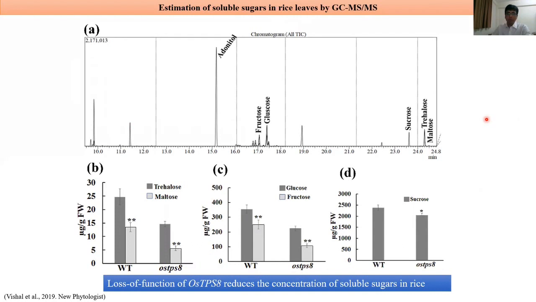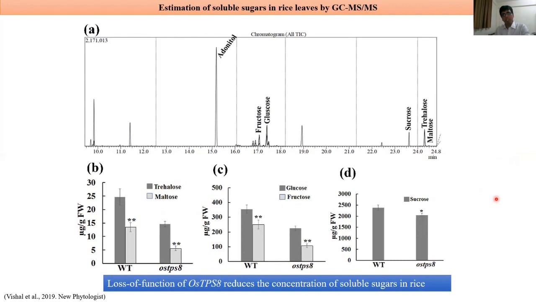So for this, we did gas chromatography with mass spectrometry to find out the levels of the soluble sugars. So here you could see, along with the trehalose, four other soluble sugars, maltose, glucose, fructose, and sucrose, are also down-regulated in mutant compared to wild type. So this shows that soluble sugar could also be a pathway by which OsTPS8 acts.